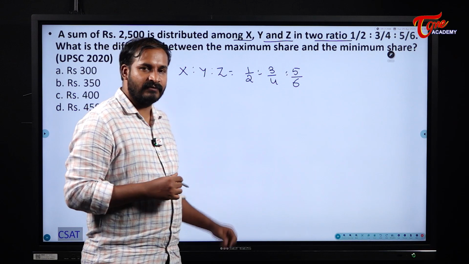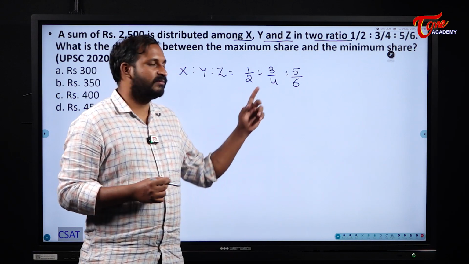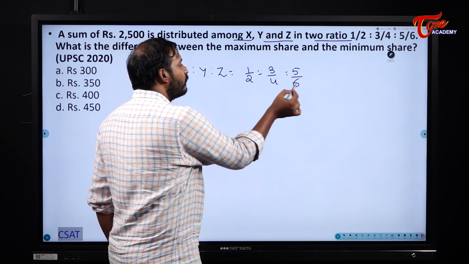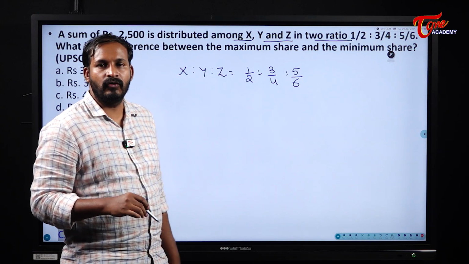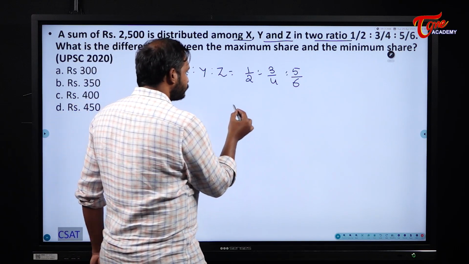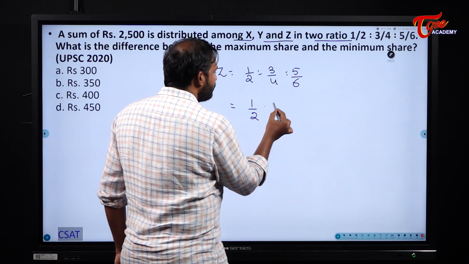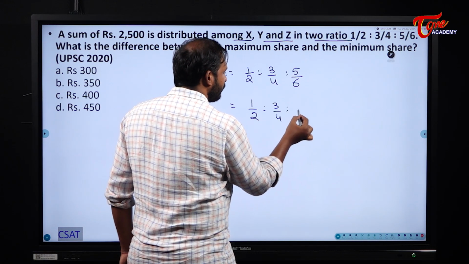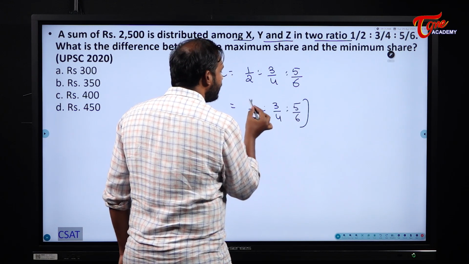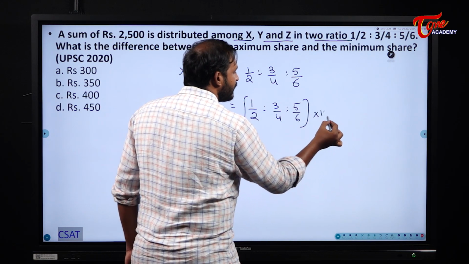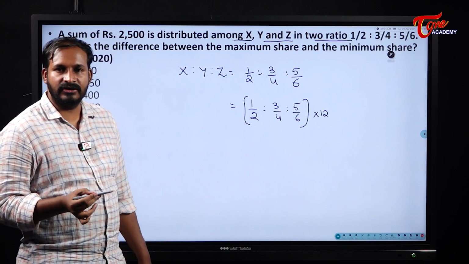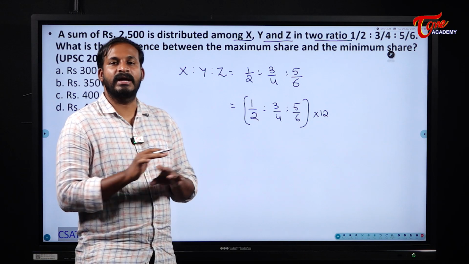So how can we do that? Simple, take the LCM of the denominators. What is the LCM of 2, 4 and 6? The LCM is 12. So now I will multiply that LCM with this ratio. Why? Because we can multiply or divide the given ratio by any constant, and it will not impact our final ratio.